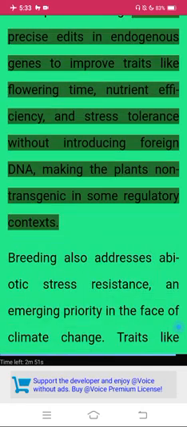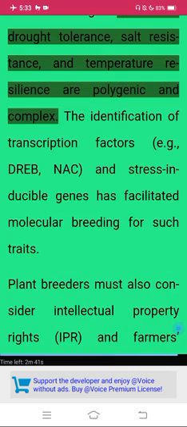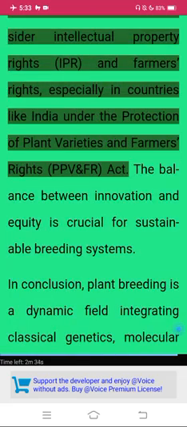It allows precise edits in endogenous genes to improve traits like flowering time, nutrient efficiency, and stress tolerance without introducing foreign DNA, making the plants non-transgenic in some regulatory contexts. Breeding also addresses abiotic stress resistance, an emerging priority in the face of climate change. Traits like drought tolerance, salt resistance, and temperature resilience are polygenic and complex. The identification of transcription factors, e.g., DREB, NAC, and stress-inducible genes has facilitated molecular breeding for such traits.